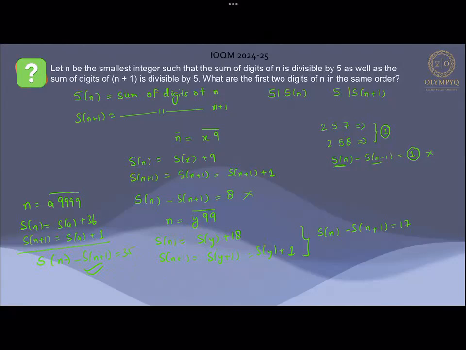To find this a, we can see that since 5 divides S(n), which is S(a) plus 36, the least value that we can take for the sum of digits of a is 4. So the number n finally is going to be 49999. We are being asked what the first two digits are. The first two digits come out to be 49, and hence 49 is the final answer, and the same is provided by the IOQM final answer key as well.